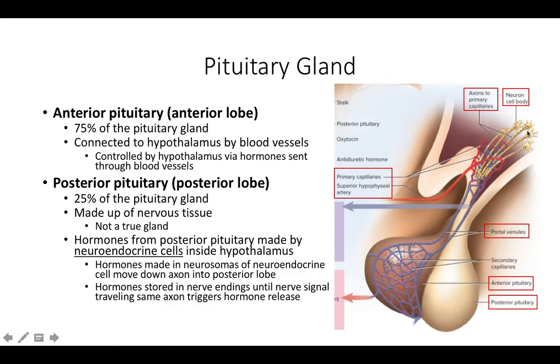Once an electrical signal travels down these axons, the hormones will be waiting at the axon terminals. The electrical signal gets to the bottom of the axon and causes the posterior pituitary to release those hormones. So hormones are produced up here in the neuron cell body, transported down the axon into the posterior pituitary, and then released upon some electrical excitation from these neurons.